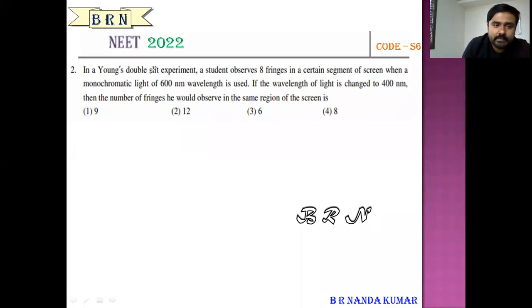Look at the question. In Young's double slit experiment, a student observes 8 fringes in a certain segment of the screen when a monochromatic light of 600 nanometer wavelength is used. If the wavelength of light is changed to 400 nanometer, the number of fringes he would observe in the same region of the screen is.